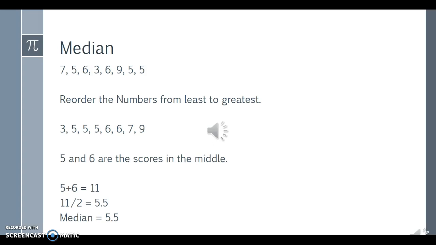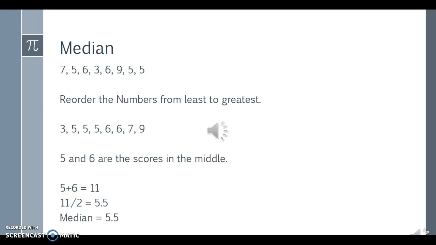Another measure of central tendency is the median. If we look at our numbers 7, 5, 6, 3, 6, 9, 5, 5, we reorder the numbers from least to greatest, which gives us 3, 5, 5, 5, 6, 6, 7, 9. Then we look at the scores that are in the middle. Because we're using 8 values, we need to look at the 4th and the 5th value because those are the values in the middle.